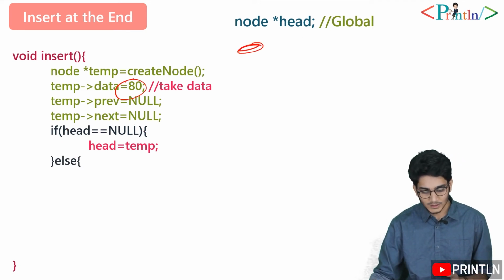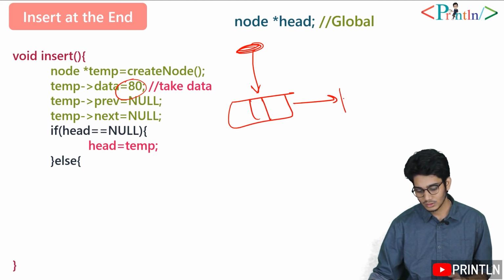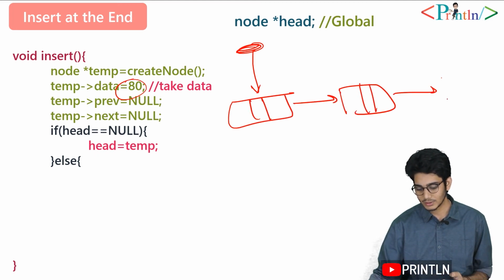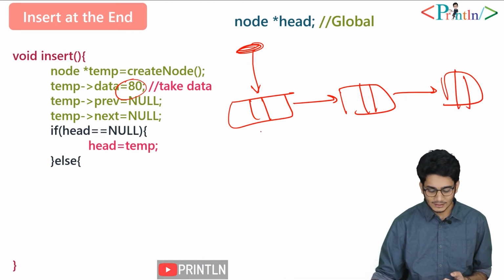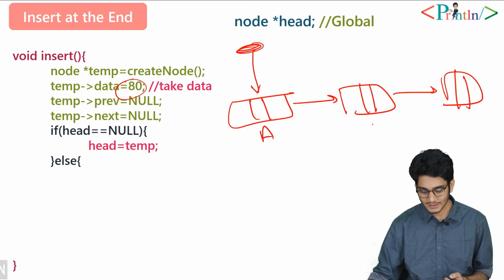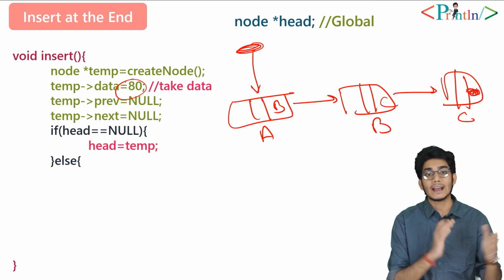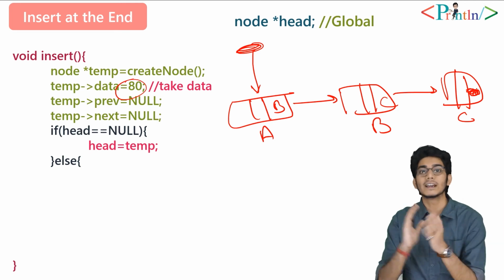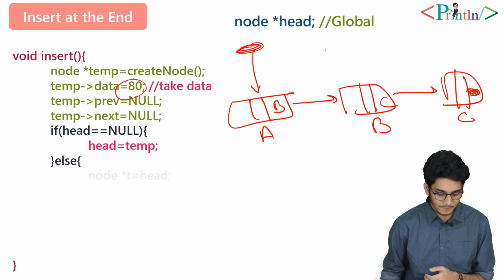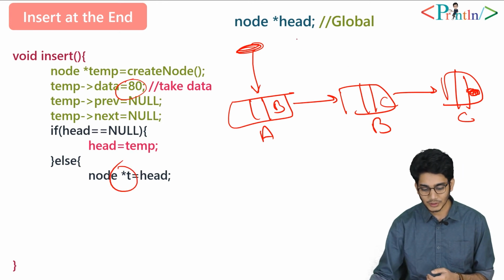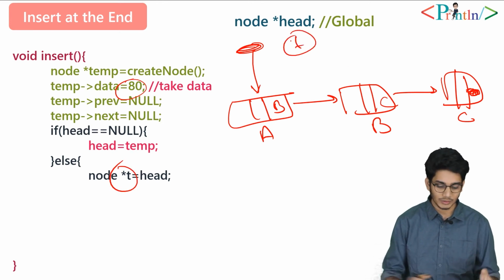So let me draw a diagram. Let's say that we have these 3 nodes, and let's say the memory address of the first node is A, the memory address of the second node is B, and this is C. Here we have B, here we have C, here we have null. What I have discussed earlier is that we won't move the head pointer. We'll just take a reference pointer, which is node T, which will be pointing to the head. So it means it's pointing to the same node.